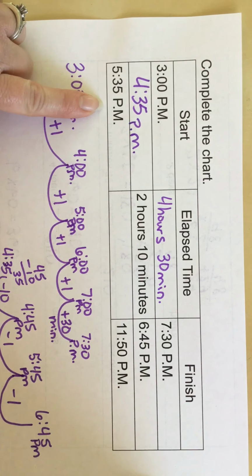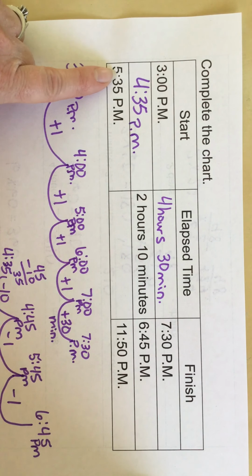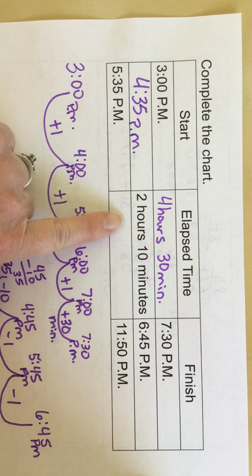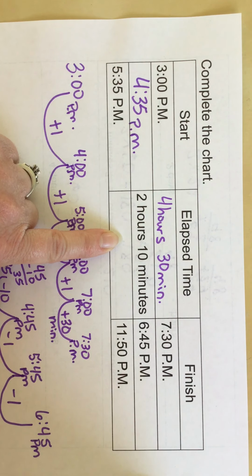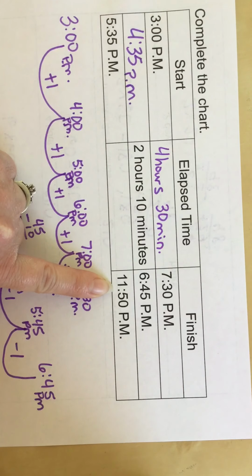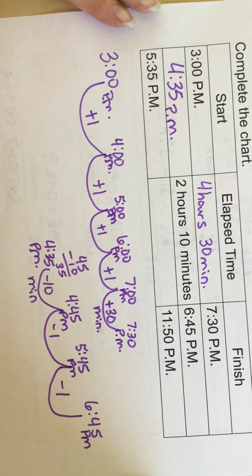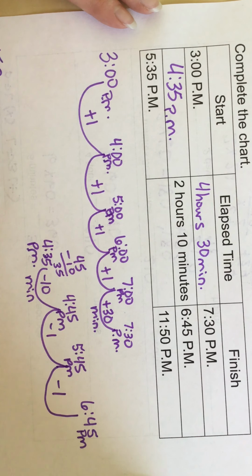All right, the last one down here. My start time is 5:35 p.m. I need to figure out how many hours and minutes are in between. And my end time or finish time is 11:50 p.m. So we're going to start with 5:35 p.m. and we're going to add our hours. If I add 1 hour, I get 6:35. Add another hour, I get 7:35.